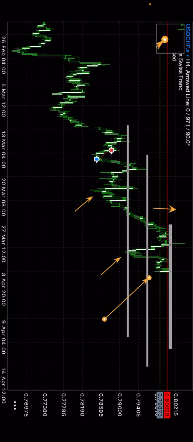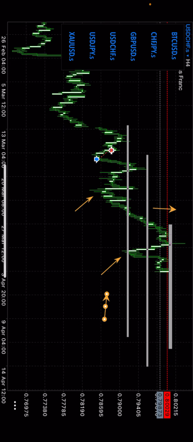But if buyers fail to break that previous high, all you have to do is wait for sellers to break this previous low right here, which will give us a bearish indication. You wait for that pullback, look for your entry, then you ride it down again. So this was USD CHF.